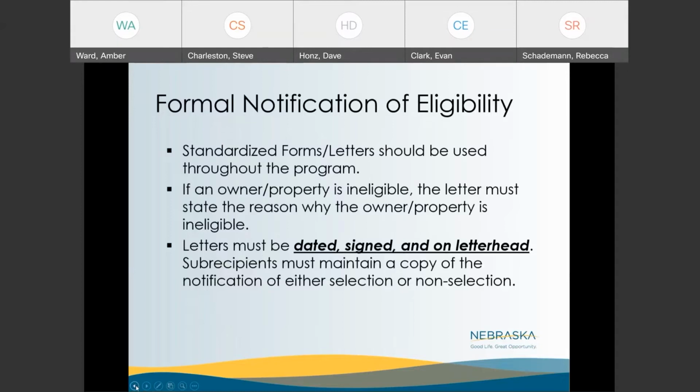Your formal notification of eligibility: you should have a standardized form or letter that is used throughout your program. If an owner of property is ineligible, the letter must state the reason why. If they're over income or there's an issue with the property, it needs to be specified within that letter. Letters should be dated, signed, and on letterhead. And you'll always want to keep a copy within your file of both selection and non-selection.